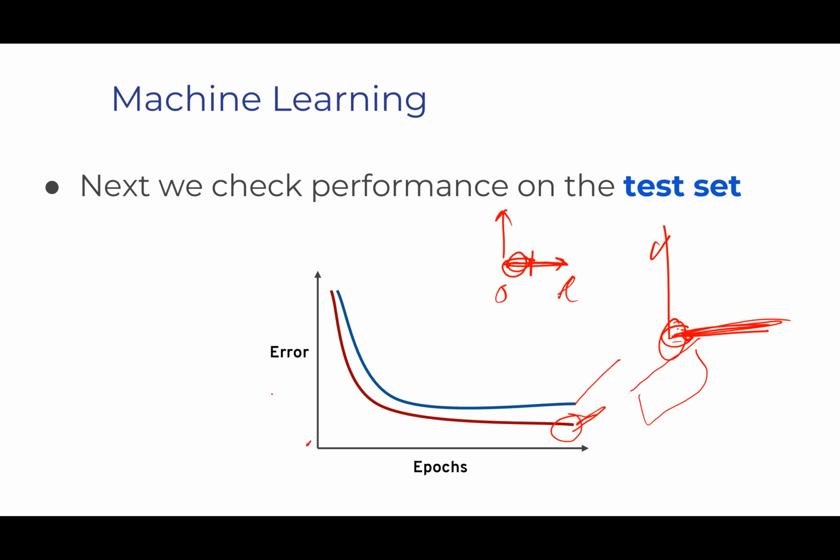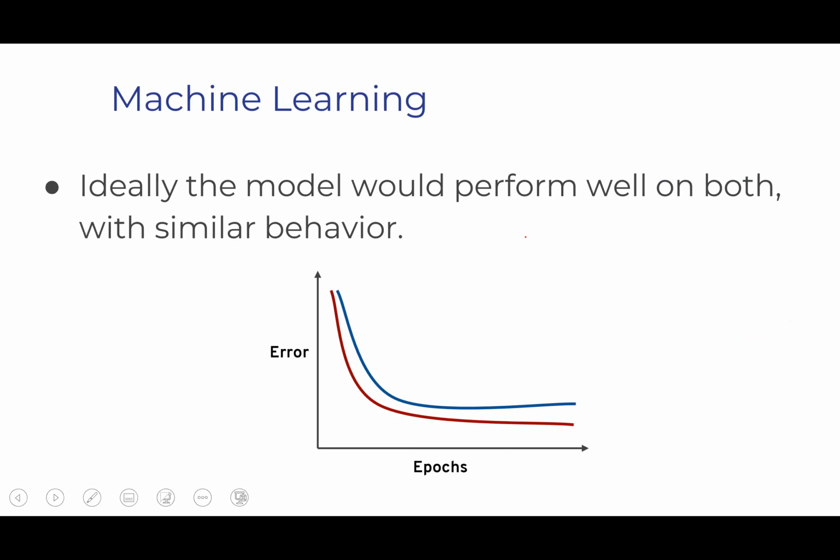But in general, this should be the graph, right? Which is following our trend. It is decreasing, and the test error is also decreasing. Ideally, the model will perform well on both with similar behavior. So your trend will remain the same for training and testing. It is gradually decreasing, a logarithmic decrease or whatever.